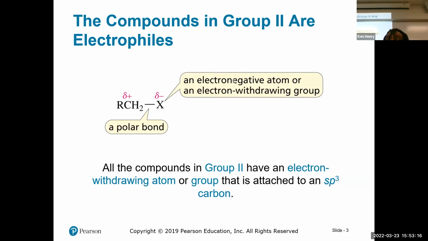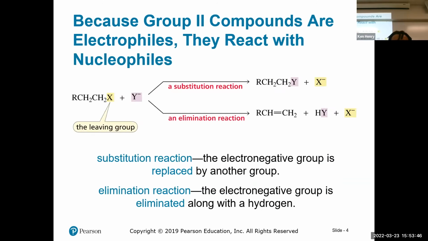Okay. So in this case, these guys are going to be electronegative atoms, or they're going to have electron withdrawal. So this will be the group that we're going to be withdrawing the electrons from. And this group is also going to be attached to an sp3 carbon. Okay, so when we look at this, we're going to have two things that can happen. One is going to be a substitution, and one is going to be elimination.